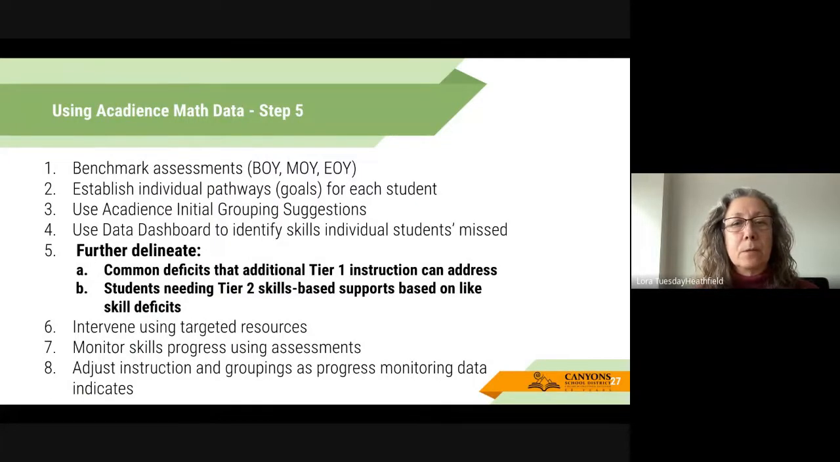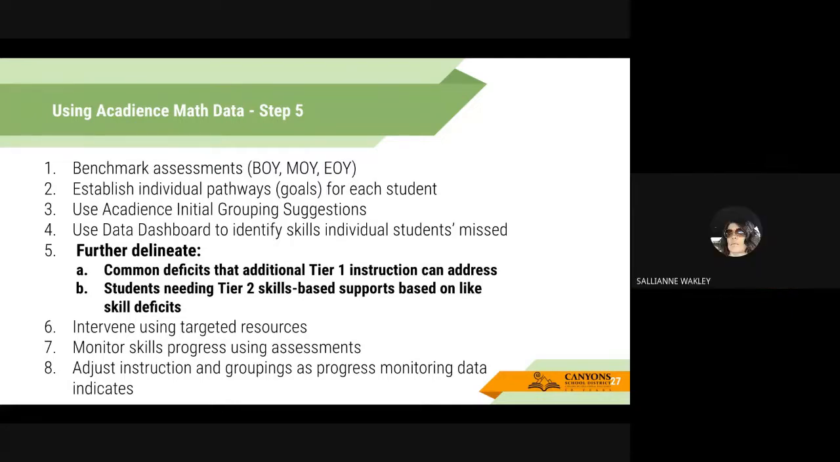The next step is to determine some further delineation of which students need additional supports. And I believe, Sally Ann, you're going to jump in here. Yep, I will jump in.